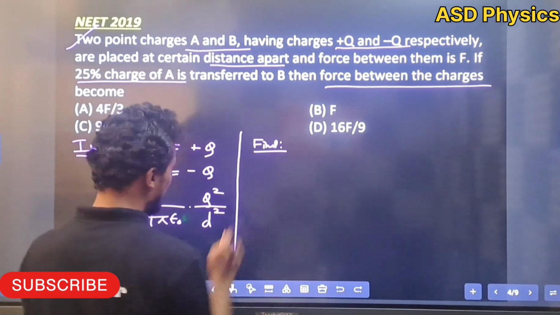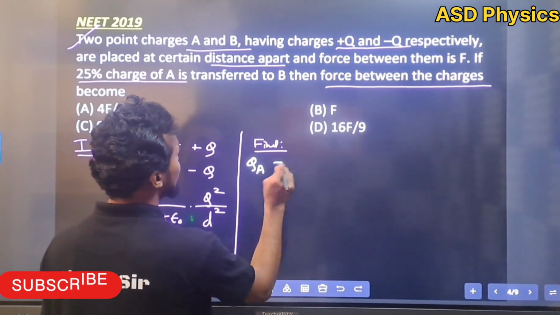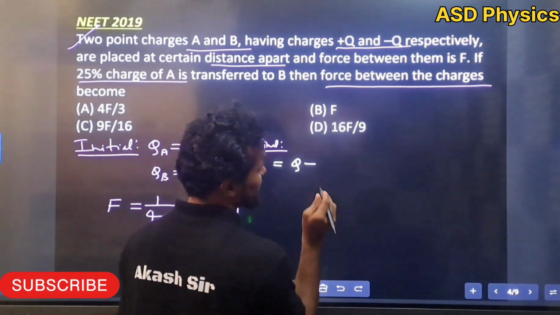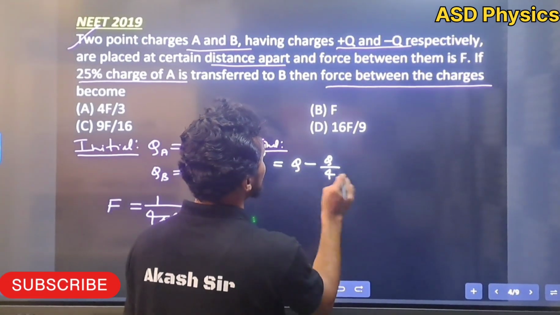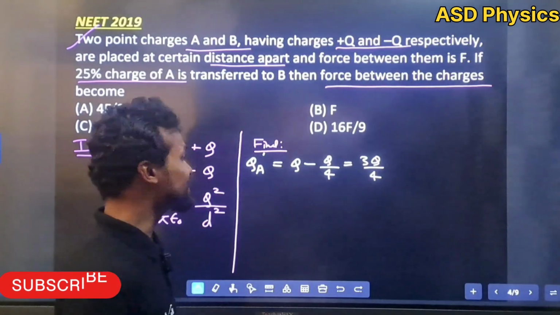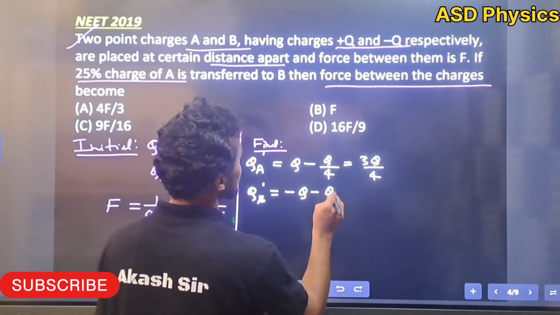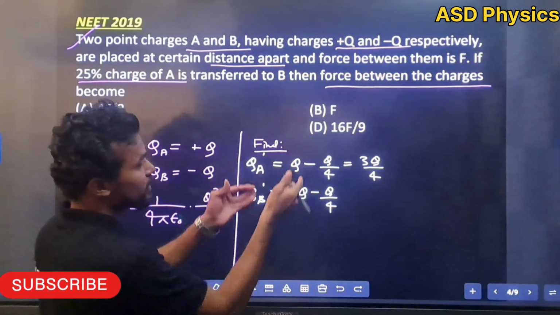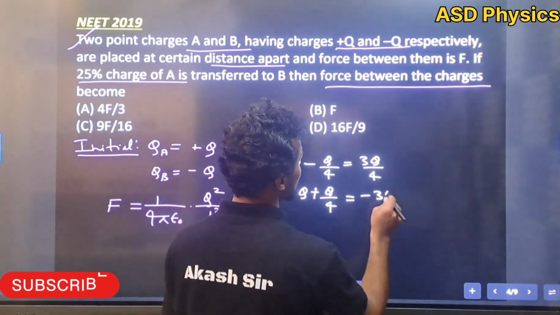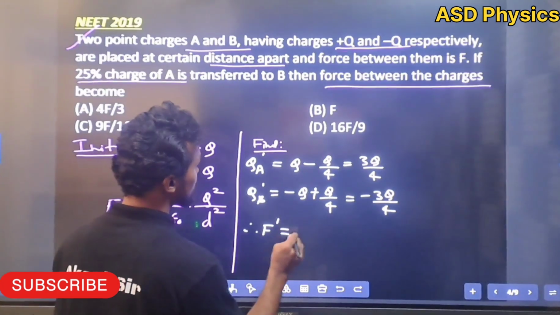Finally, students, what is happening here is that 25% of charge will be lost by the body A. Then this will become Q minus 25% of Q, how much here? Q minus Q by 4, so it will be 3Q by 4. Similarly, the new charge on the body B, we already know minus Q is there, and again the charge will come from here to here. That means here we have to write plus Q by 4. Then students, this will become minus 3Q by 4.